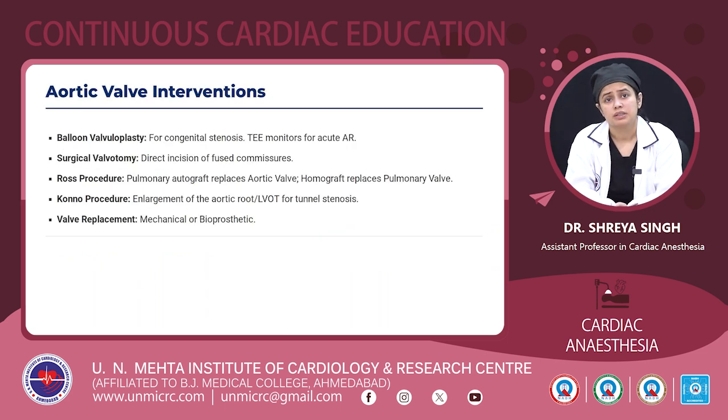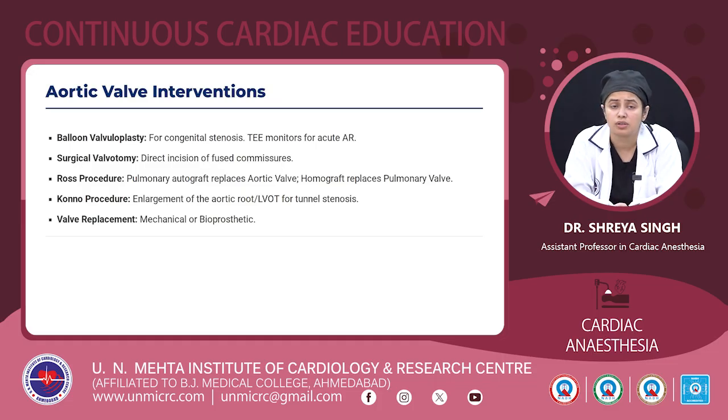Now these are the common interventions that we do for the aortic valve. It can be balloon valvuloplasty. It is done for congenital stenosis, and in TEE we monitor for acute aortic regurgitation. Then we can do surgical valvotomy. This is direct incision of the fused commissures.